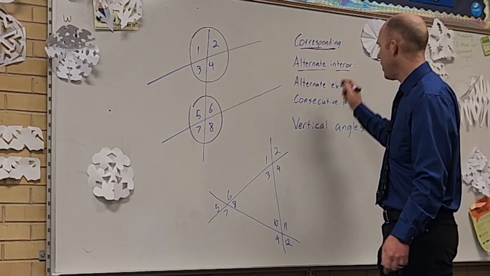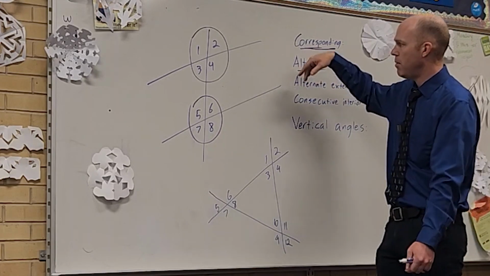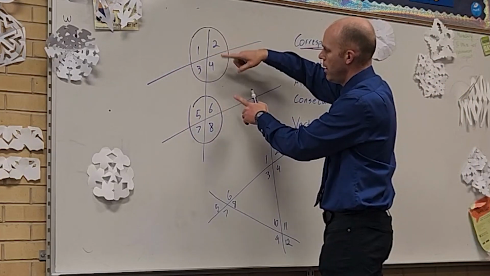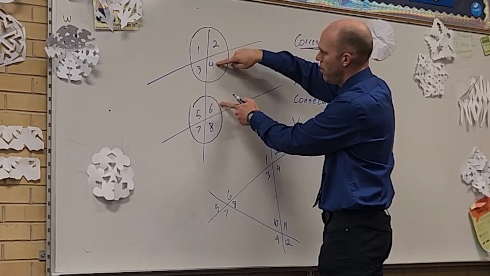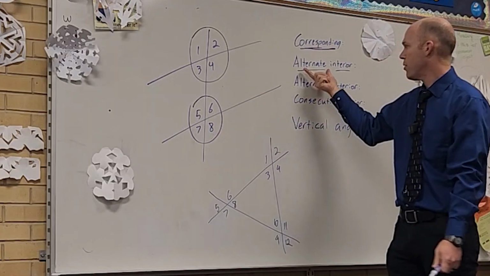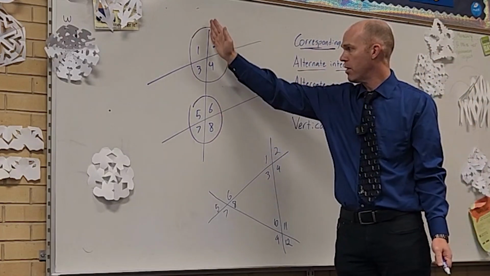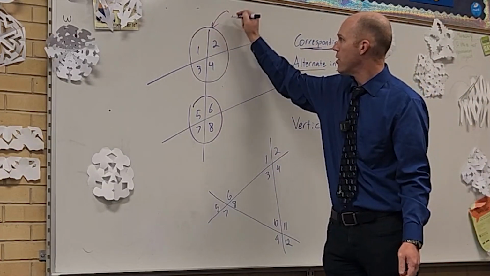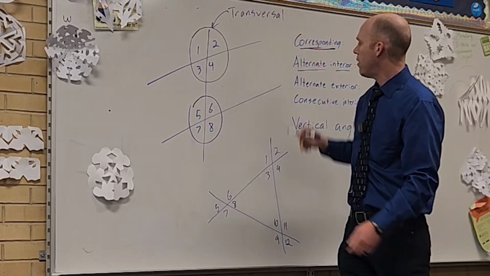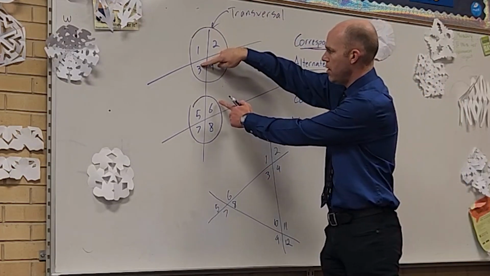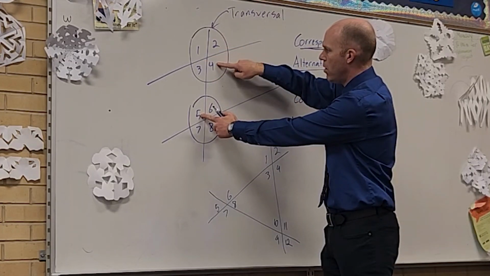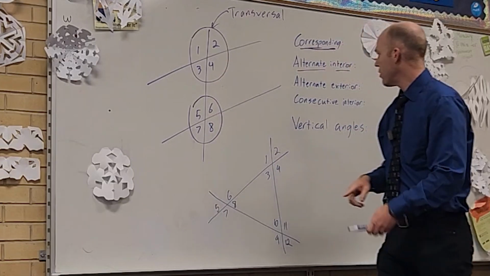Alternate interior angles. All right, interior means that we're in between. So we've got these two lines right here that create our sets of angles. In between those two lines would be 3 and 5 and 4 and 6 right here. So those are our interior angles. Alternate means that we're on opposite sides of this line right here, which we call the transversal. So a pair of alternate interior angles would be 3 and 6. They're both interior and they're on opposite sides. 5 and 4 would also be alternate interior angles.